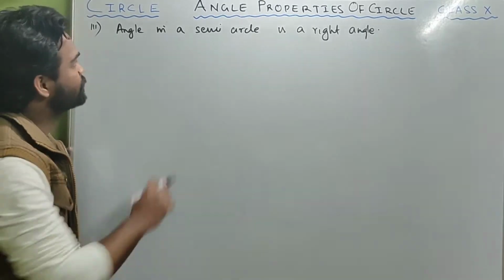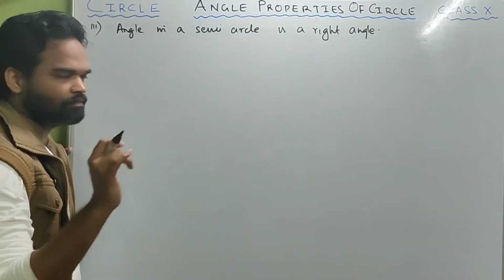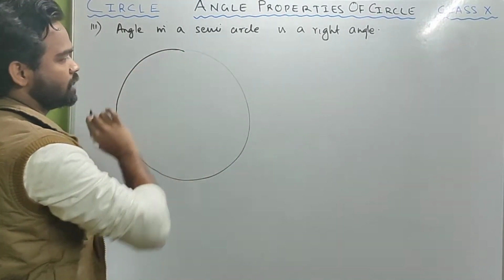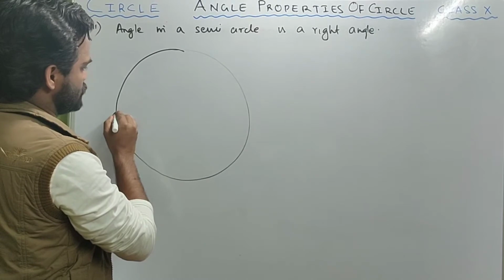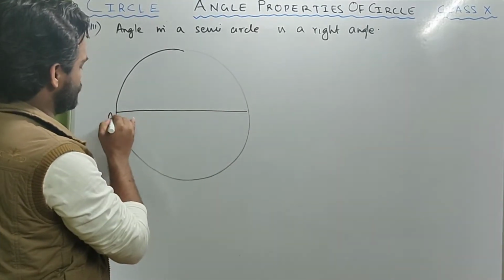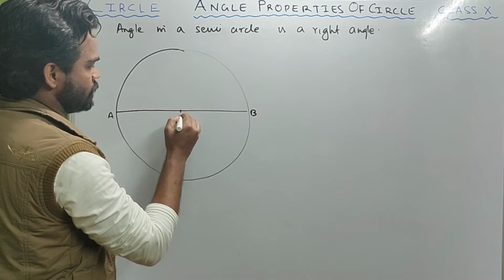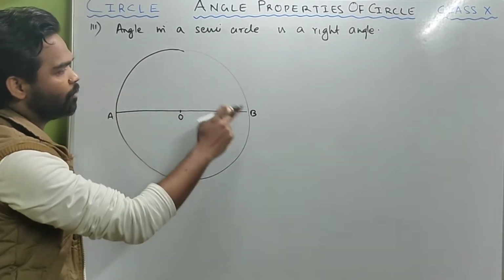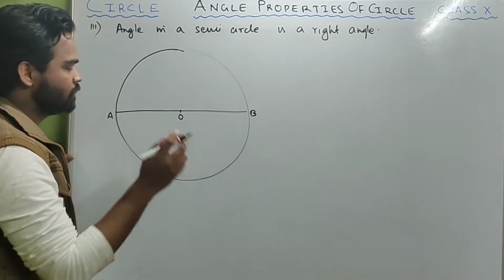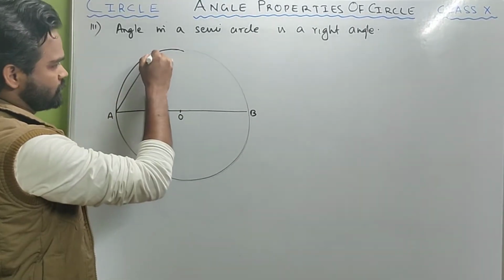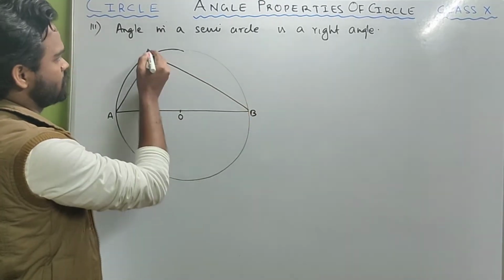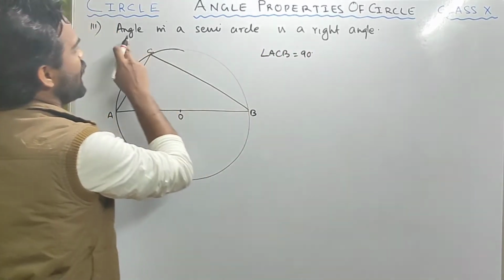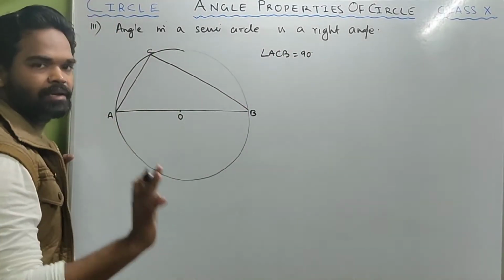Now look at this one. Angle in a semicircle is a right angle, which simply means, suppose you have a circle and this is your diameter AB. Okay, this is the center. Then with AB, if you form an angle at any point on the circle, suppose this, then angle ACB is equal to 90 degrees. Angle in a semicircle is a right angle.